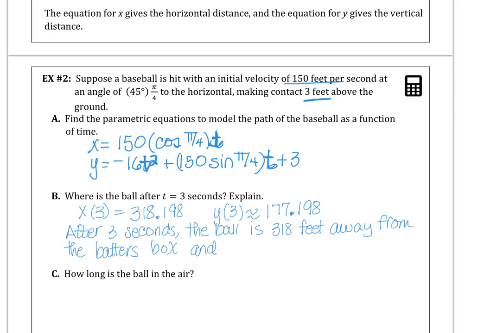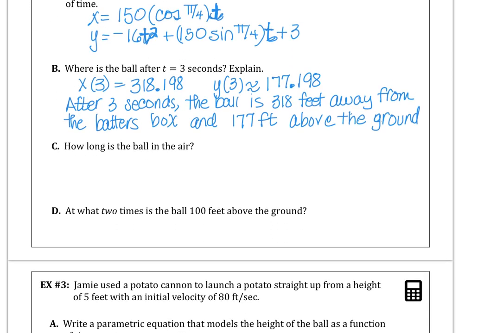And it's also 177 feet roughly above the ground. So it went 318 feet out and 177 feet up. G-R, I can't spell and talk at the same time. G-R-O-U-N-D. How long is the ball in the air for part C?